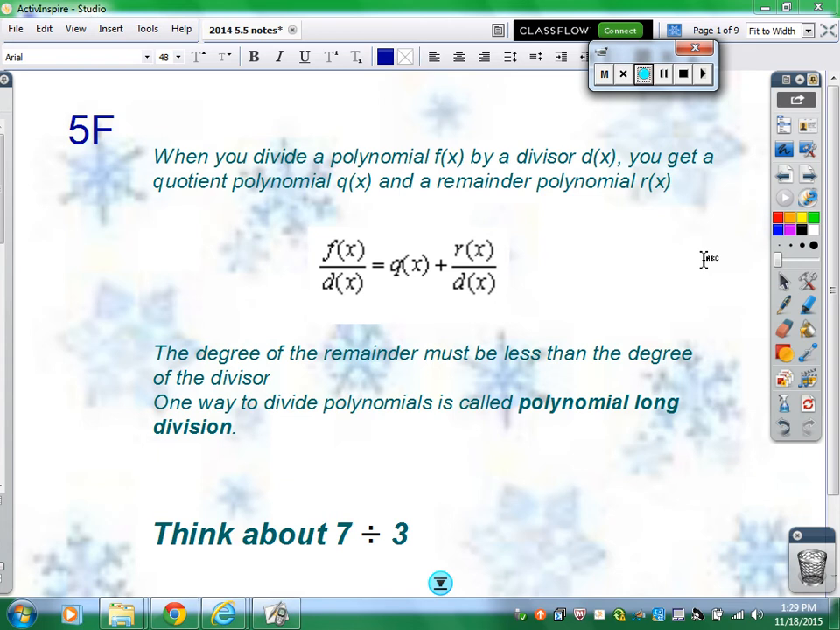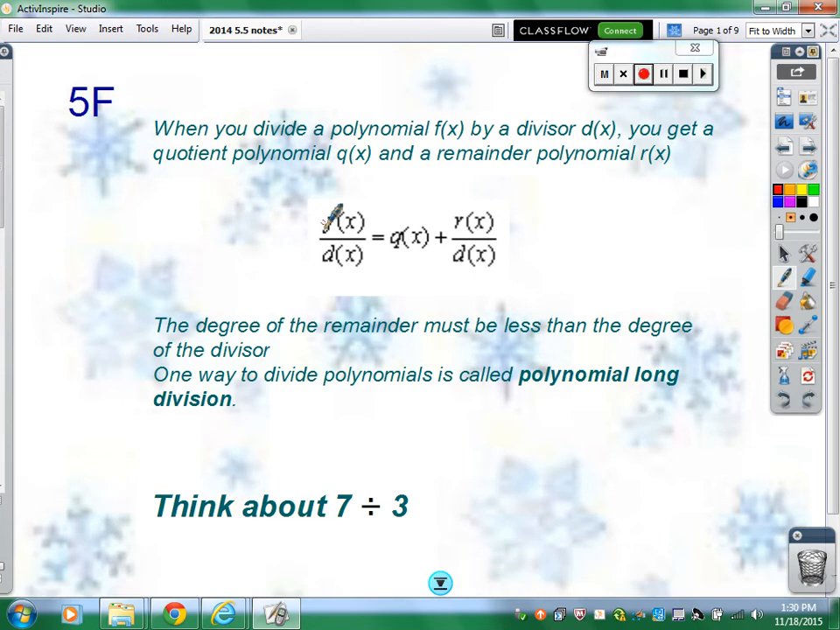All right, when you divide a polynomial f of x by a divisor d of x, so a polynomial by a polynomial, you're going to get a quotient polynomial q of x and a remainder possibly r of x. So these are just polynomials. So we're going to divide f of x by d of x, and we're going to get a quotient plus our remainder over our divisor. The degree of the remainder must be less than the degree of the divisor. We're going to be looking at what we call polynomial long division.